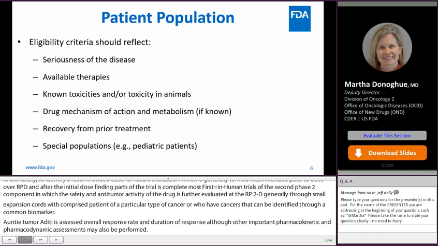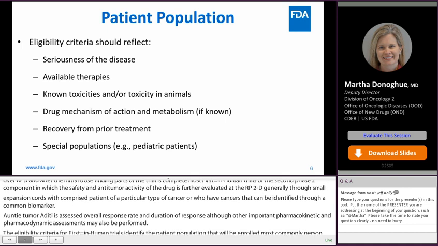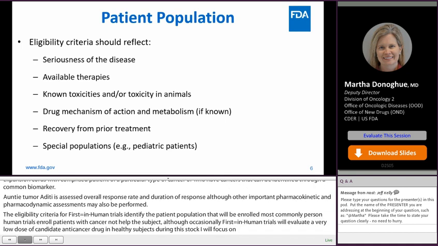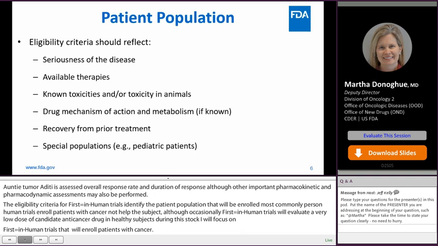In general, the eligibility criteria should limit enrollment to patients who do not have curative options. In other words, those who have a serious, unmet medical need. Typically, eligibility criteria for a first-in-human trial restrict enrollment to patients who have already received treatment with available approved therapies known to be effective for the treatment of the disease under study.